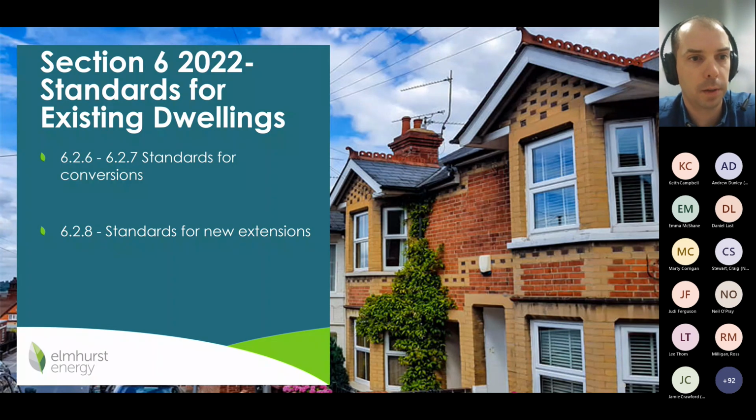Moving on. We'll look at standards for existing dwellings now. There's not so many changes to work to existing dwellings, to be honest, compared to what we've looked at for new homes. But there is some changes to 6.26 to 6.28, which will result in slight differences in how we design and how we treat that type of work.